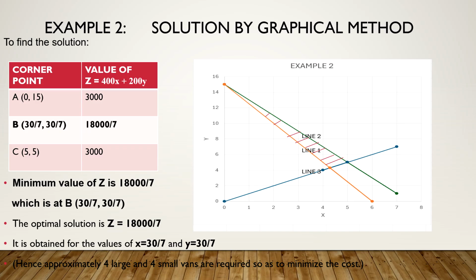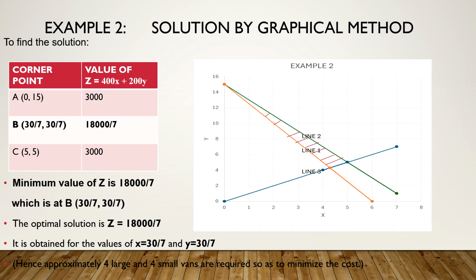So now when you take this intersection, you will be getting the value of x as 30 by 7, and obviously y will also be 30 by 7. So you would find this point of intersection on the graph and similarly verify it manually.